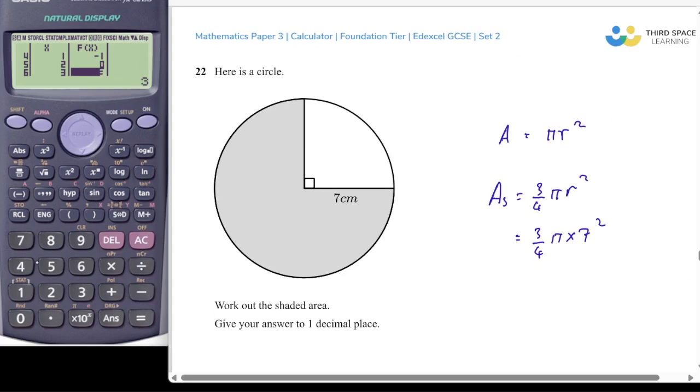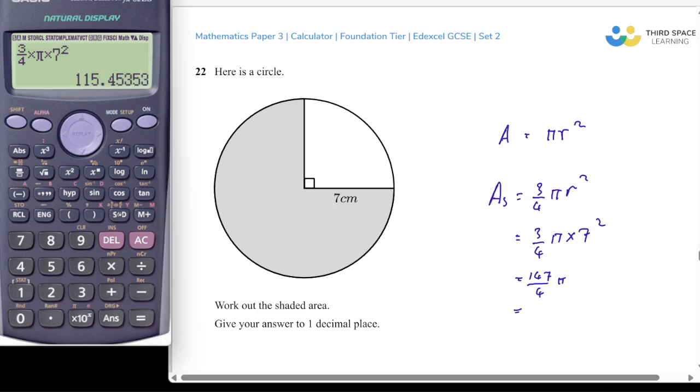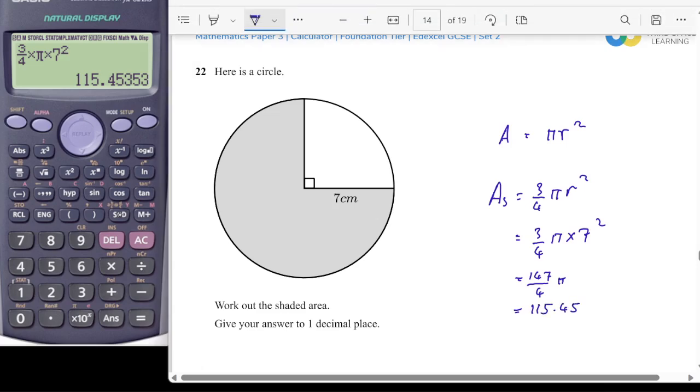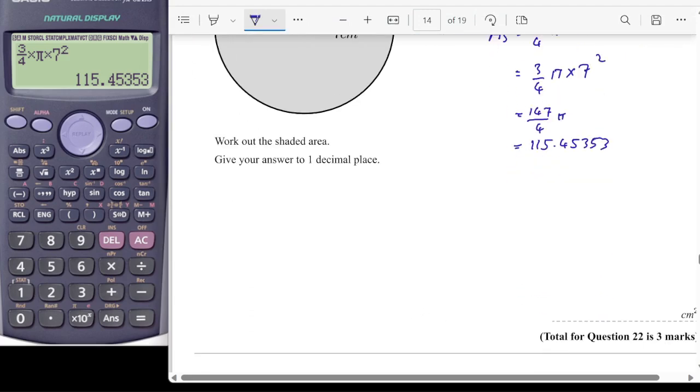So back to my calculator then, so I'm going to type it in. I need to go back onto my normal mode. So 3/4 times by pi times by 7 squared, and that gives me, I'll write it down like that, 147 over 4 pi, and then I'll go decimal, so SD, so I'm looking at 115.45353. Then if I'm asked for it to 1 decimal place, so I'm actually rounding to this figure here, and the number behind it is a 5, so that becomes 115.5.